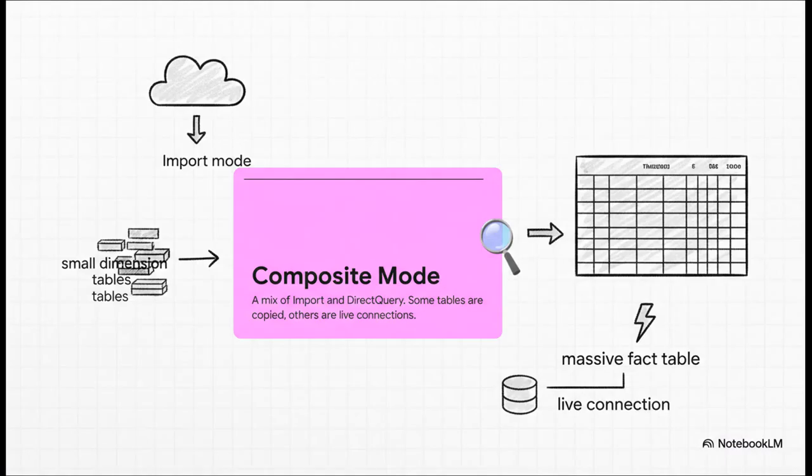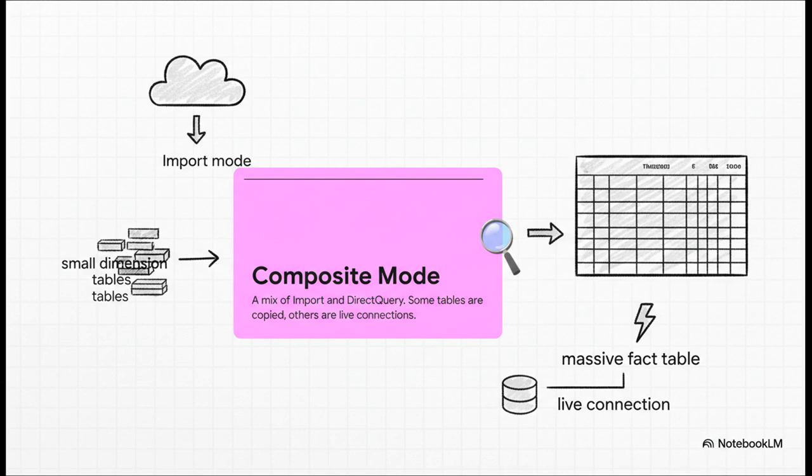First, we have the composite model. And you know what? The name pretty much says it all. It lets you build a single data model that's a composite, a mix of different modes. Think about it. You could have your small tables, like a list of stores or products, in import mode, so they're super fast. But your giant sales transaction table, you can leave that in direct query mode so you see sales popping up in real time. You get to choose, table by table.